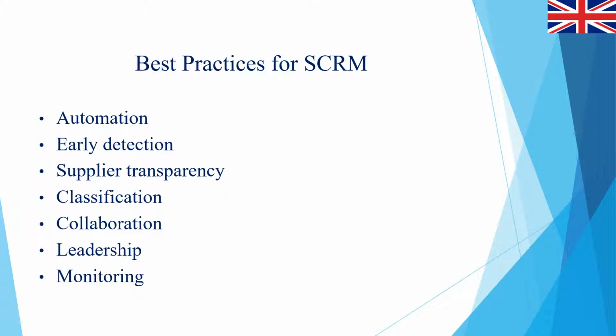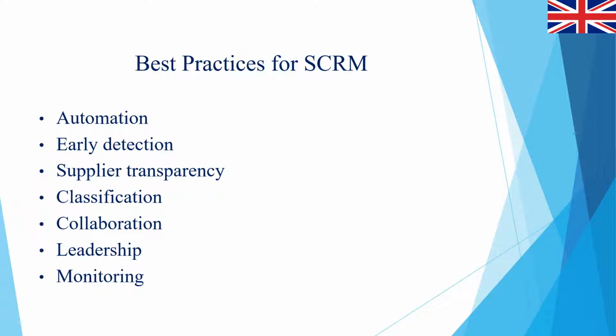Supplier transparency. Performance data from supplier should be easily accessible at all times. Classification. All potential risks must be categorized based on mitigation plans and most optimal cost efficiency. Collaboration. SCRM metrics should be available to all departments in order to gather their input and thereby increase SCRM efficiency. Leadership. SCRM should be overseen by one leader, preferably vice president, who may choose to delegate to a team.